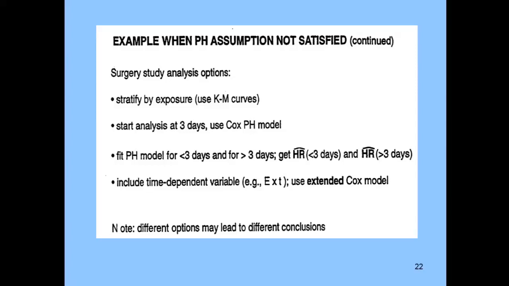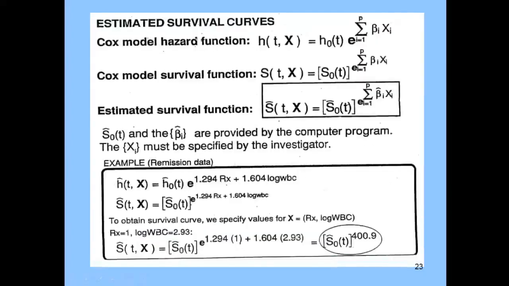So what are you doing? You're no longer using a Cox proportional hazards model, you're using a different model called the extended Cox model. We're going to learn how to do this, but I'm just saying, if the proportional hazards assumption is not satisfied, there are things you can do. In this example, there are a number of different ways you can do it, but one of the ways is to fit an extended Cox model. Okay, so, done with that.